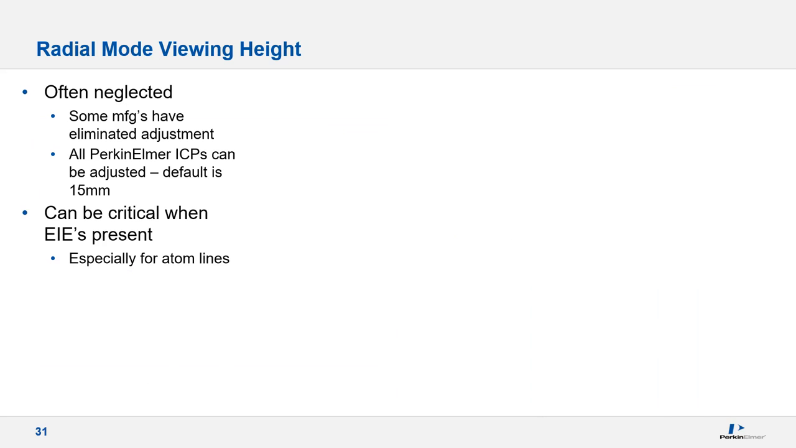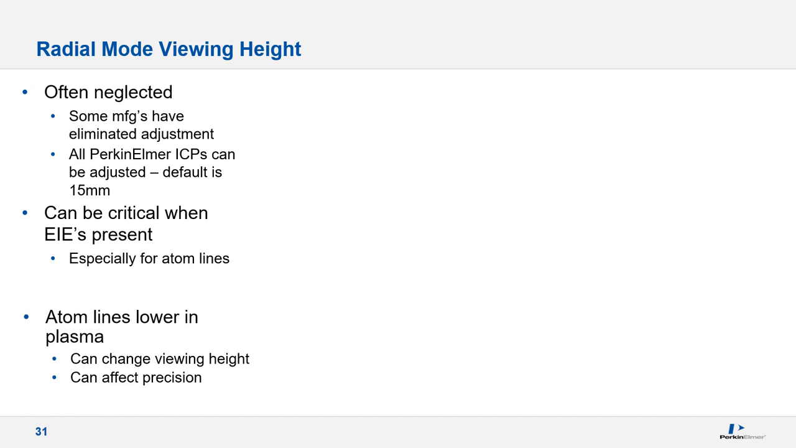Optimizing the radial viewing height in ICP is often neglected. In fact, some manufacturers have eliminated this ability in their instruments. All PerkinElmer ICPs can have the radial viewing height adjusted on a per element basis. This can be critical when looking at elements where high levels of EIEs, such as lithium, sodium, and potassium, are present, especially if your analyte line is an atomic line. In general, the best emission from an atom line will be lower in the plasma, so this is why you want to optimize the viewing height in the method.